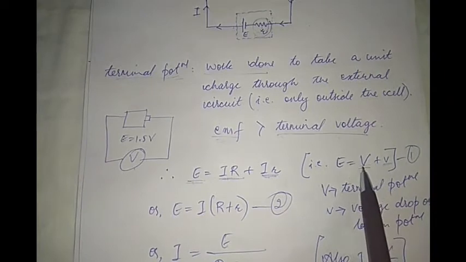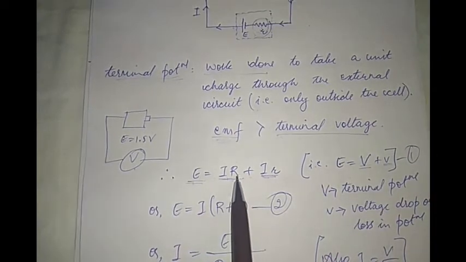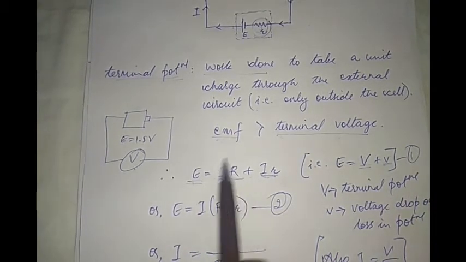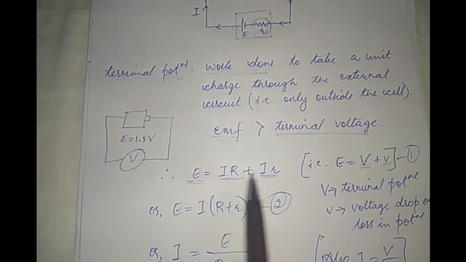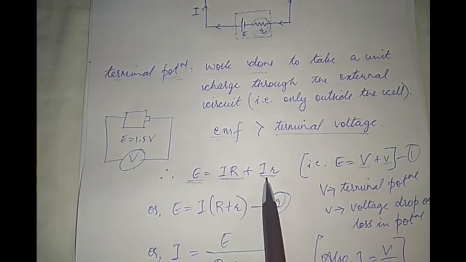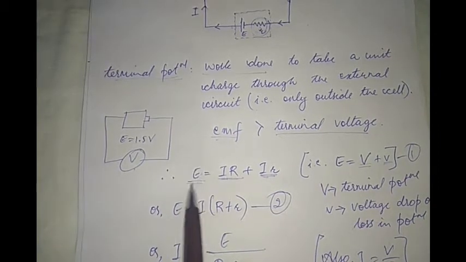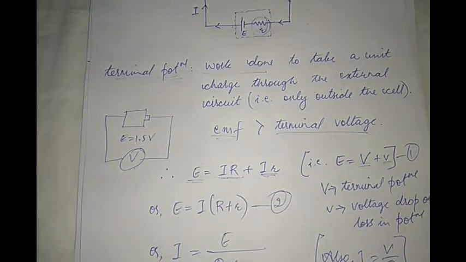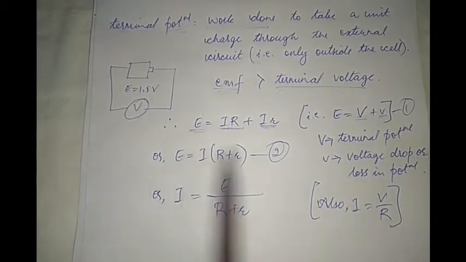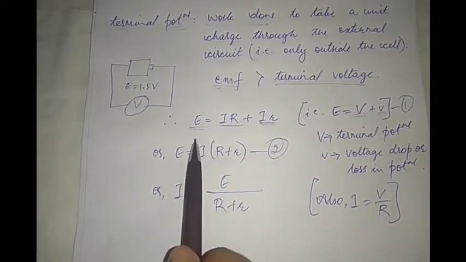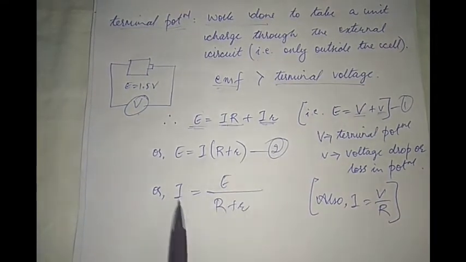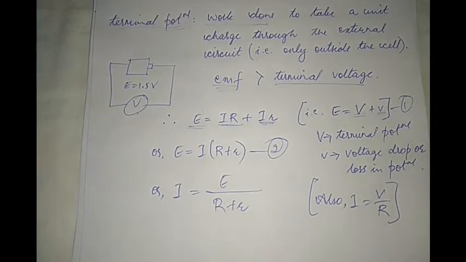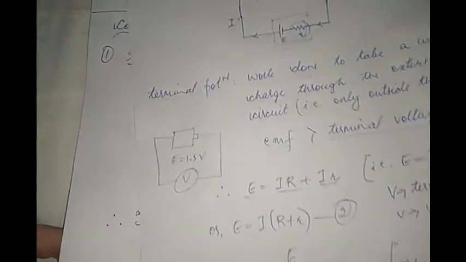Now since we know capital V is I into capital R, where R is the external resistance, the EMF is the potential difference across the external resistance plus the potential difference across the internal resistance. Remember, it is because of this fact that the EMF is always greater than the terminal potential. IR is the terminal potential over here. So from this equation, taking I common, E equals I times (R plus small r). So we get I equals E upon (R plus r), where r is the internal resistance.